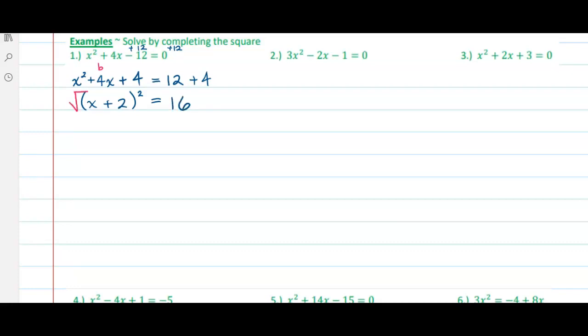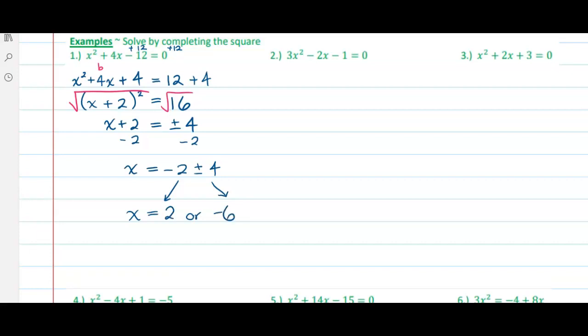So now as we continue to solve by taking the square root, x plus 2 is plus or minus 4. Subtracting 2 on both sides, x is negative 2 plus or minus 4, which means x equals 2 or negative 6.